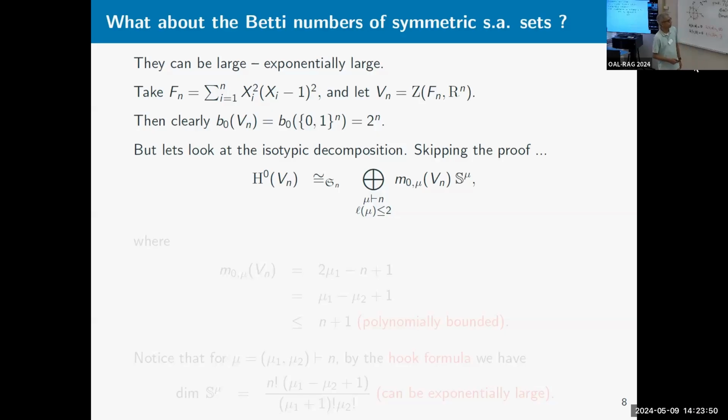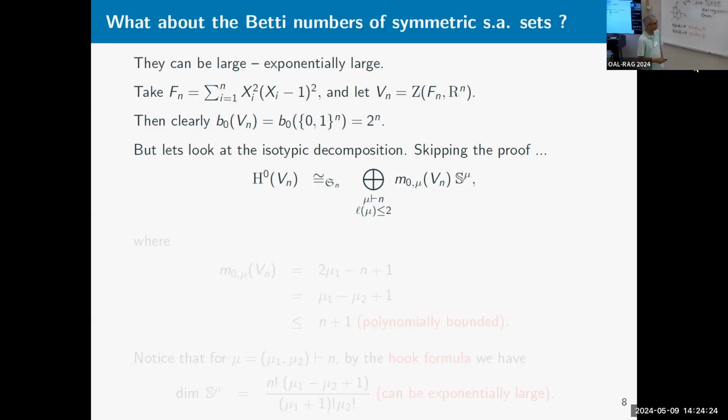So the dual of our representation is isomorphic. So it doesn't matter whether I talk about homology or cohomology in this setup. So, we have an isotypic decomposition. In this case, you can compute the isotypic decomposition of this Boolean hypercube. And the isotypic components with positive multiplicities are only those for which the partitions have length at most 2.